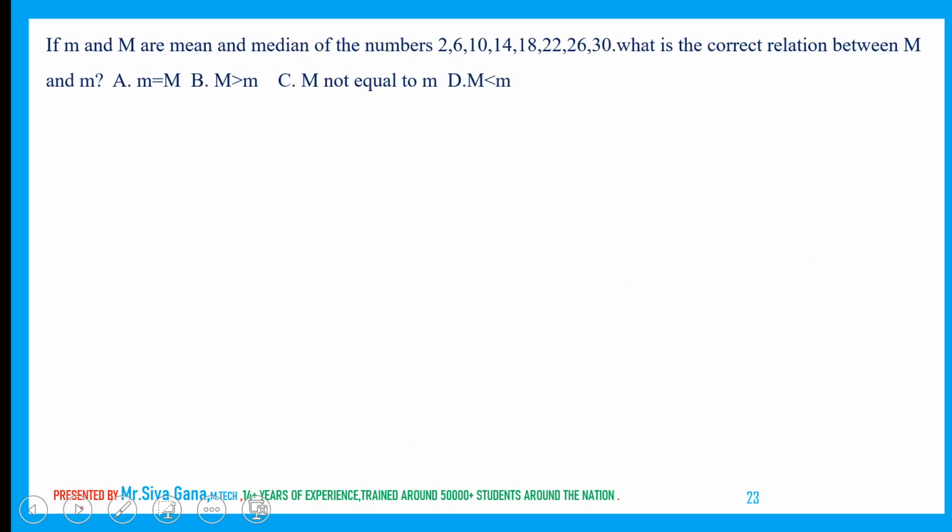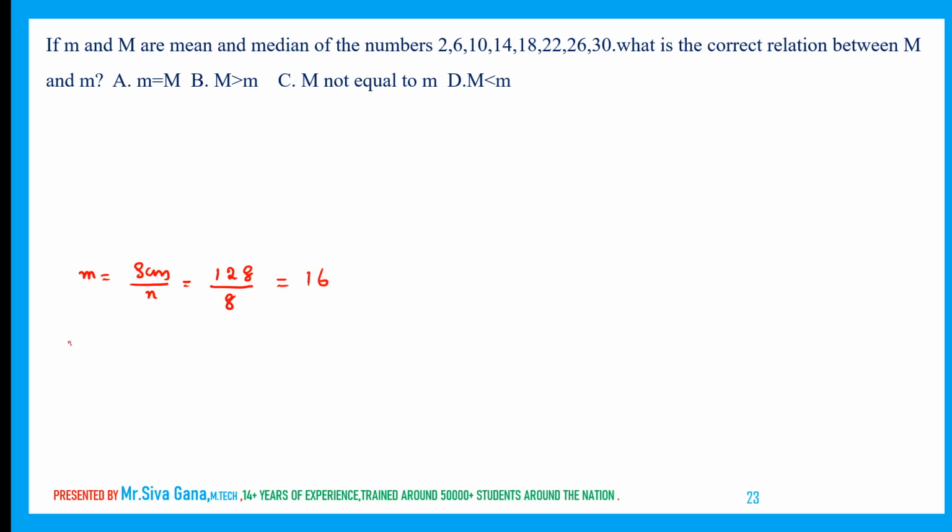Original questions I'm explaining. If m and n are given, m is the mean, which is the sum divided by the number of observations. 2 plus 6 plus 10 plus 14 plus 22 plus 26 plus 30. The sum is 128. The number of observations is 8. This is nothing but 16.